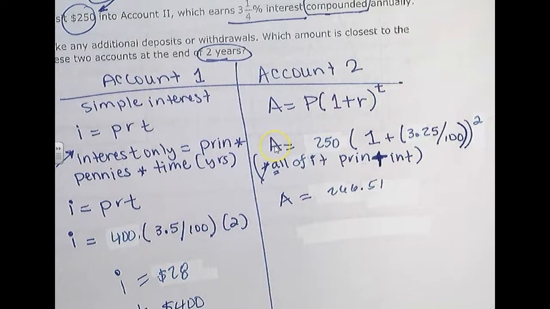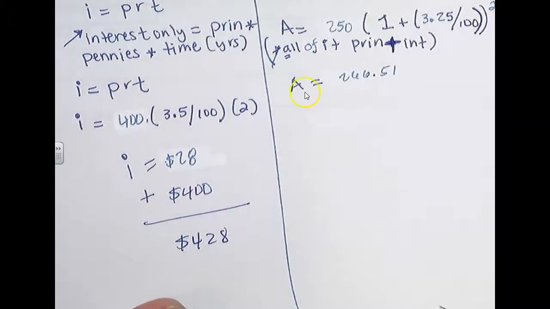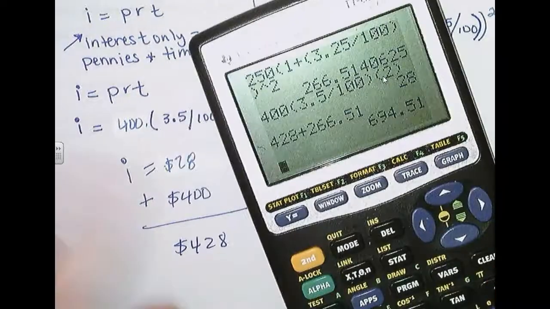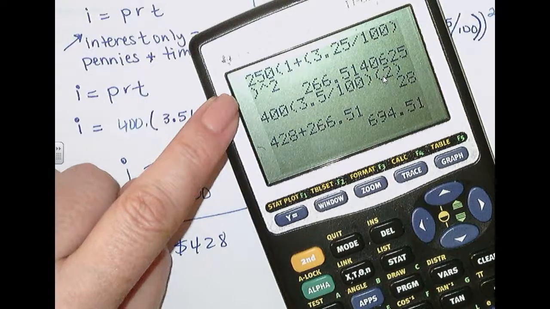Now, A stands for all of it. That means principal and interest. Where over here, that was just interest, and I had to go personally add the 400. This one will do all of it. A for all. Everybody likes an A. Now, in the bank total is $266.51. So $266. That answer is going to be right there at the very top.